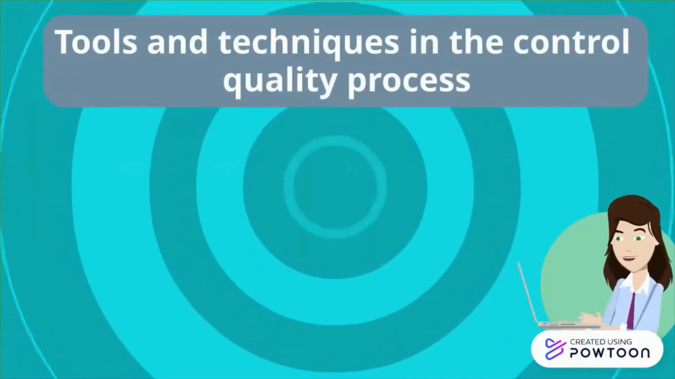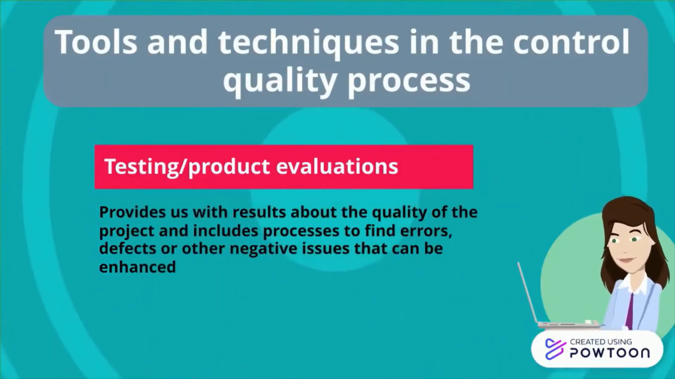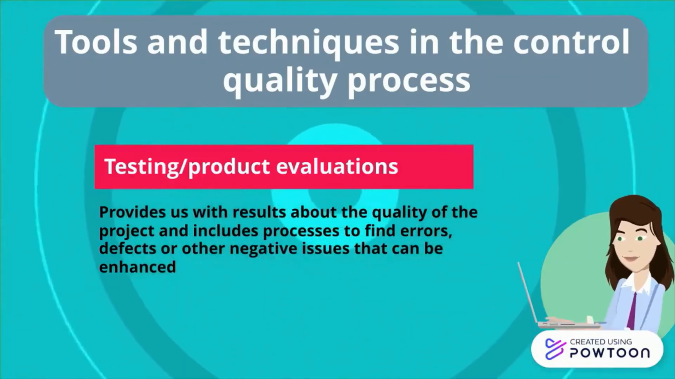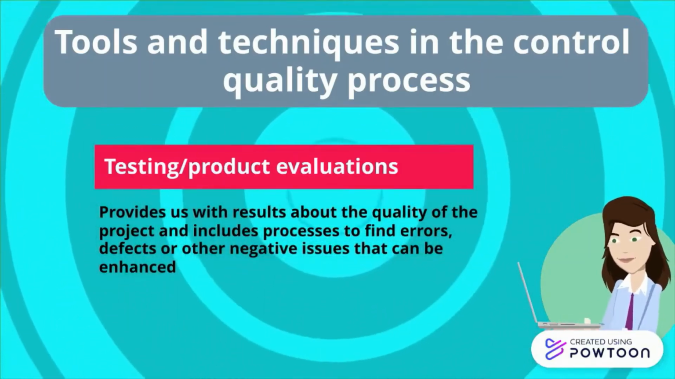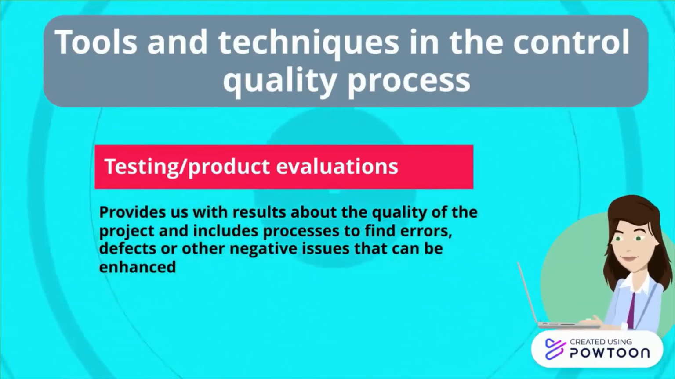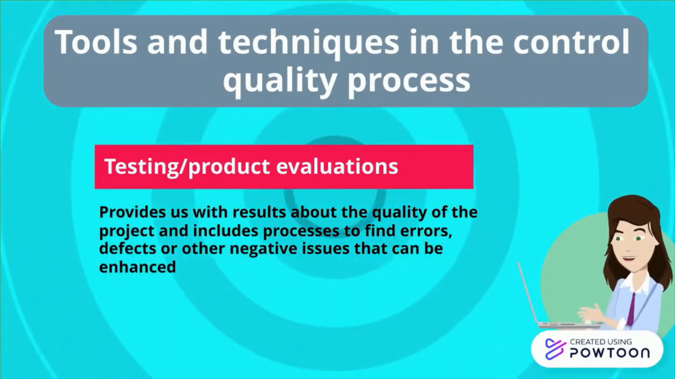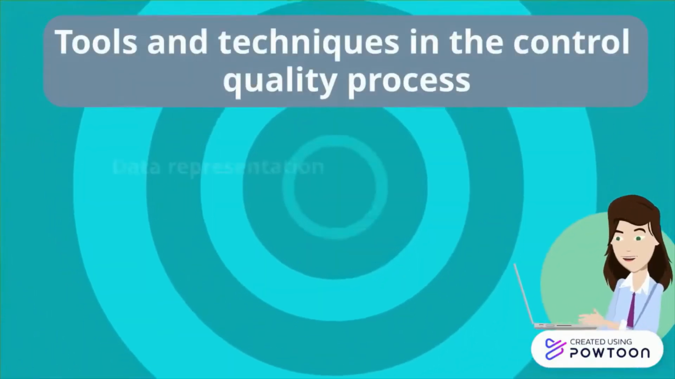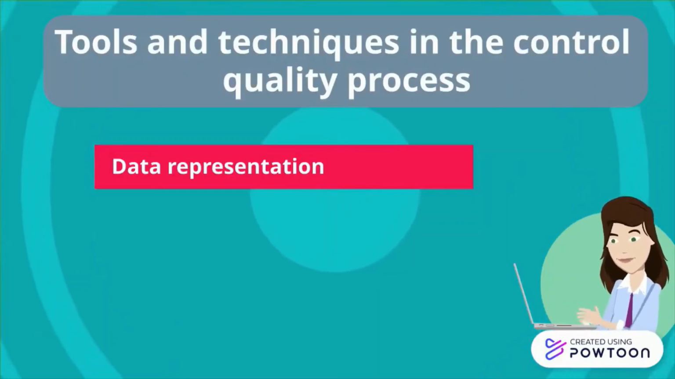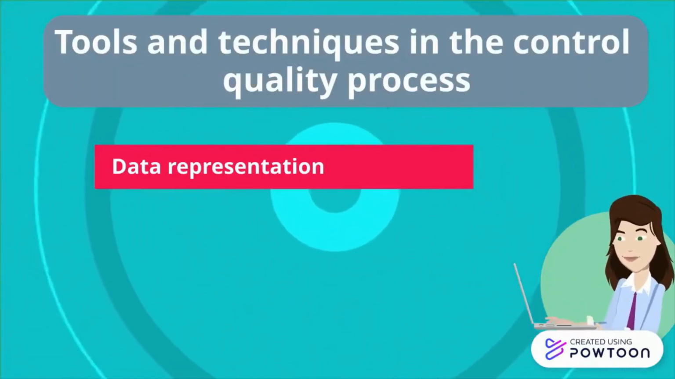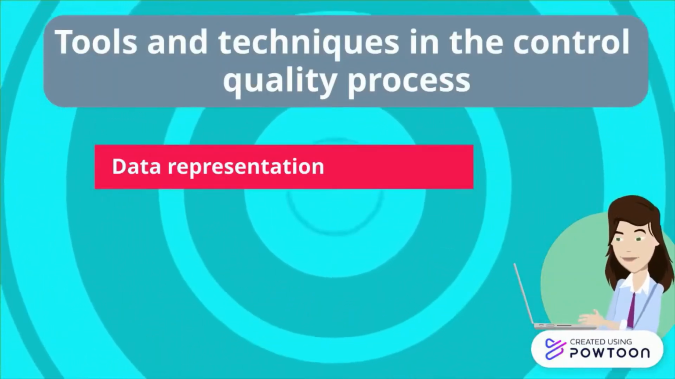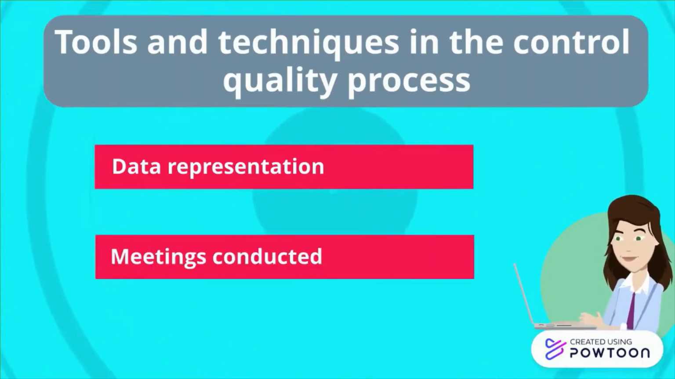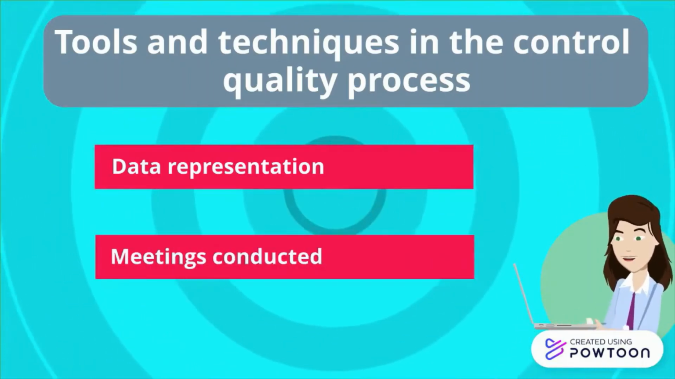Testing or product evaluation provides us with results about the quality of the project and includes processes to find errors, defects, or issues that can be enhanced. Data representation tools help present data in visual format and help to communicate the outcome of the data. Meetings are conducted as part of the control process.